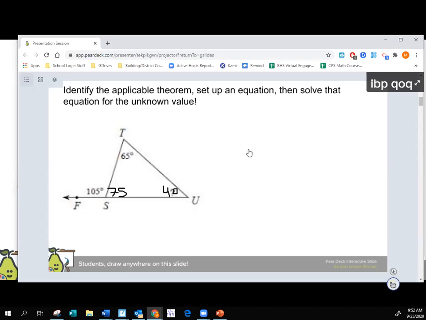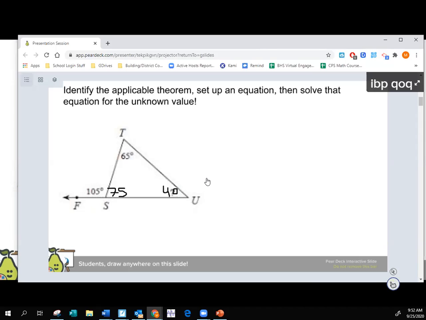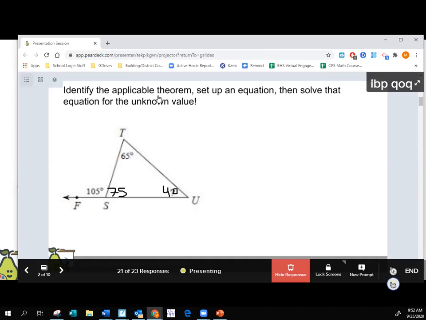Yes. Yeah, 40 is absolutely the measurement of angle U. If this were a quiz and I were to grade it, I would give this person no better than a 63%. Okay, and here's the reason why. The question clearly says that you have to identify the applicable theorem, set up an equation, and then solve that equation for the value. And that person did none of those things.